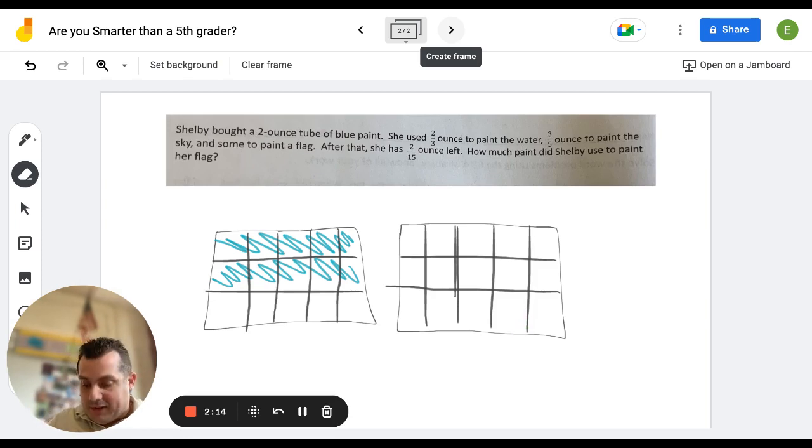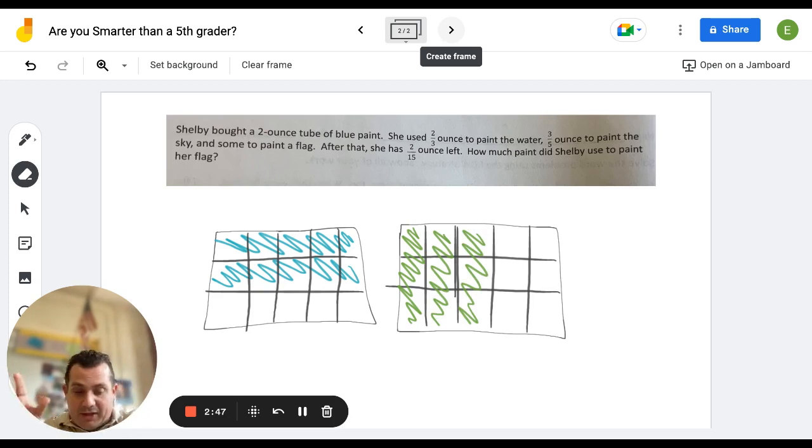So now when you look all together, I have 1, 2, 3, 4, 5, 6, 7, 8, 9, 10, 11, 12, 13, 14, 15 equal pieces. That is our common denominator, which is 15ths. So I have to take one step back. Since it was 3/5 of an ounce to paint the sky, I have to shade in 3/5. So I'm going to take a different color and do 3/5. Here's 1/5, 2/5, 3/5. That's 3/5 of an ounce of paint to paint the sky.